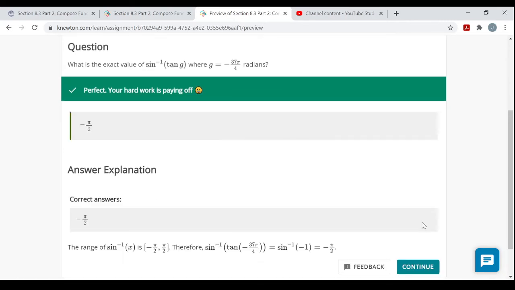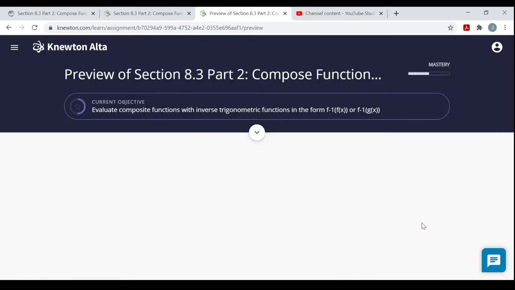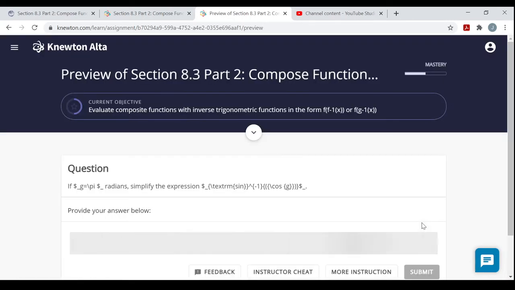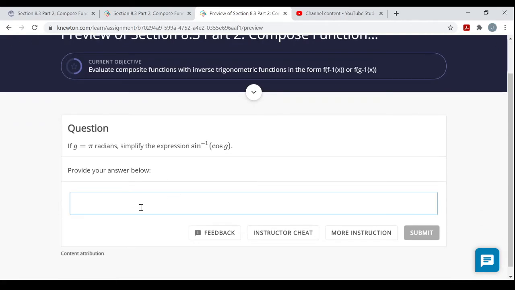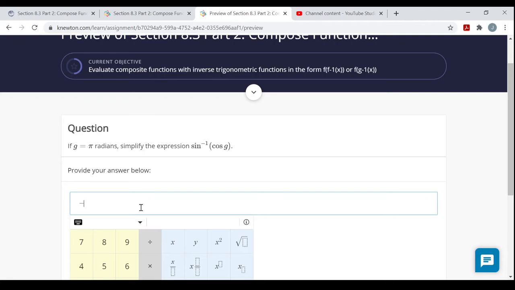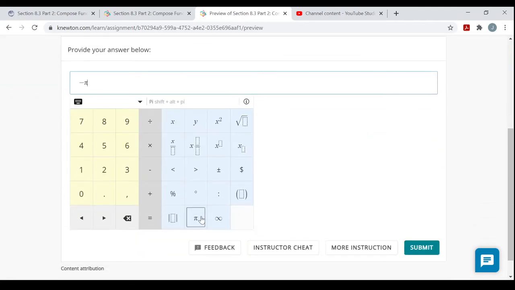Wonderful. All right, I'm hoping to get another one where there's an inverse on the inside. All right, this one, also negative pi over 2. If I put in pi, the cosine of pi is negative 1. And we just saw the inverse sine of negative 1 is negative pi over 2. So this ends up being the same thing.